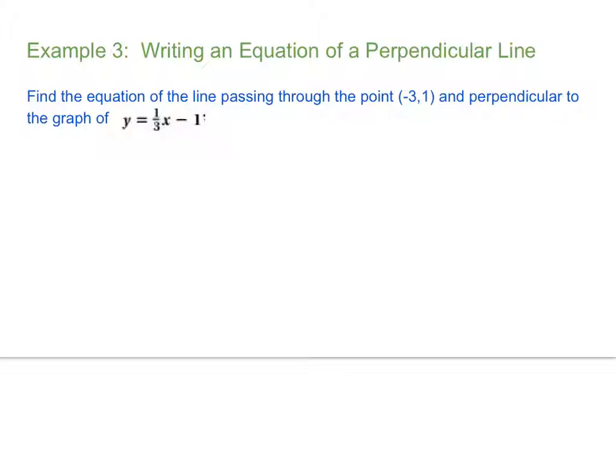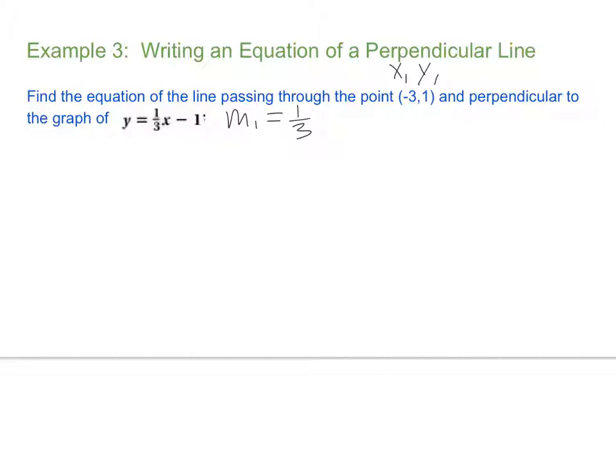Example 3, writing an equation of a perpendicular line. Find the equation of the line passing through the point (negative 3, 1) and perpendicular to the graph of y equals 1/3 x minus 1. So here I have x1 and I have y1 if you like. And the equation I'm given, for this first line, has slope 1/3, y equals mx plus b.